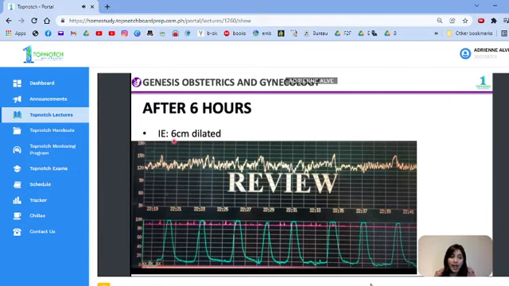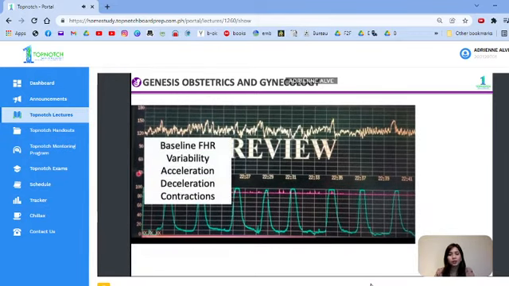Now, on IE, she's already actively in labor. She's 6 centimeters dilated, and ito na yung trace ng patient mo. Okay? Okay ba itong trace niya? So, sabi sa'yo, paki-interpret naman yung trace. So, after 6 hours, actively in labor na si baby at si patient, ano yung interpretation mo sa trace? So, again, balikan ulit natin yung mga components ng tracing. What should you note in the trace?